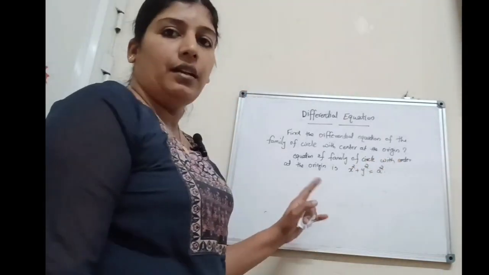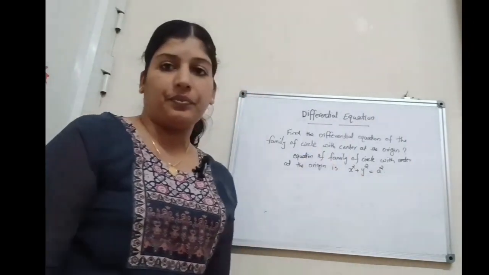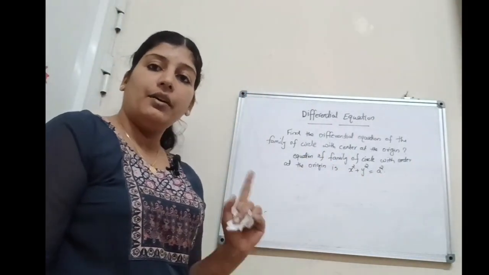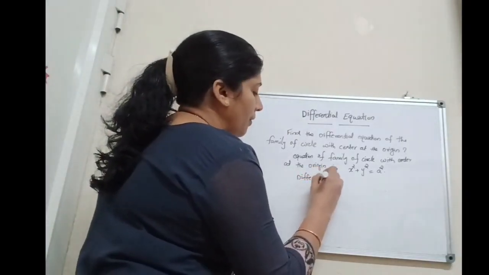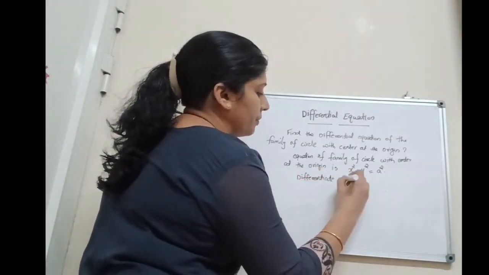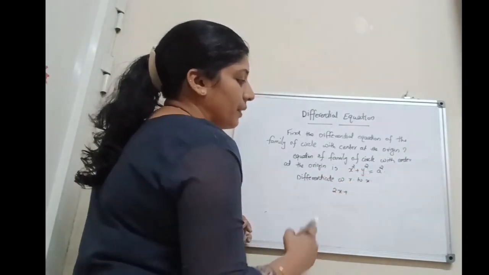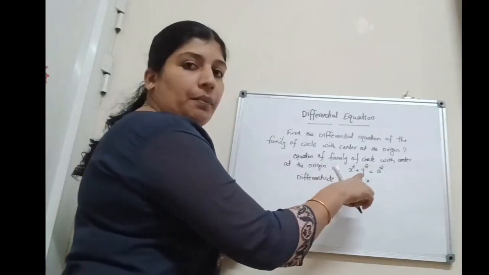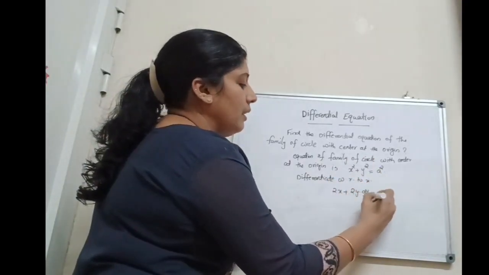In this equation, we can see only one parameter or one arbitrary constant, that is a. Therefore, we have to differentiate this general solution only one time. Next, differentiate with respect to x. That is equal to 2x plus, that is d by dx of x square, that is 2x, plus next d by dx of y square, that is 2y into dy by dx, equal to what?